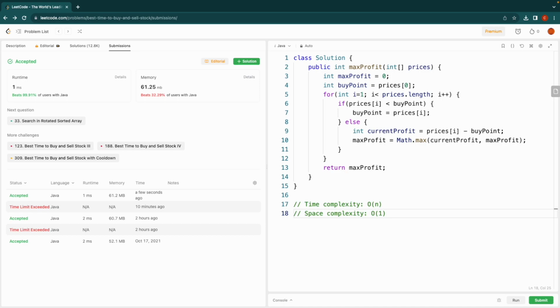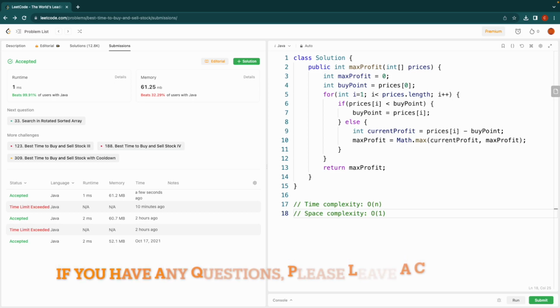So we have successfully explored the best time to buy and sell a stock problem. We discussed two different approaches to solving it. I hope you have found this video informative and insightful. I encourage you to solve the problem yourselves. Only when you practice, you will get to know the problem better.